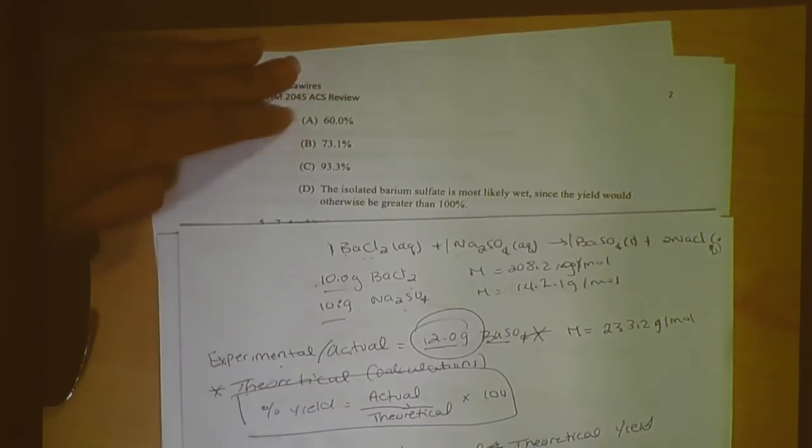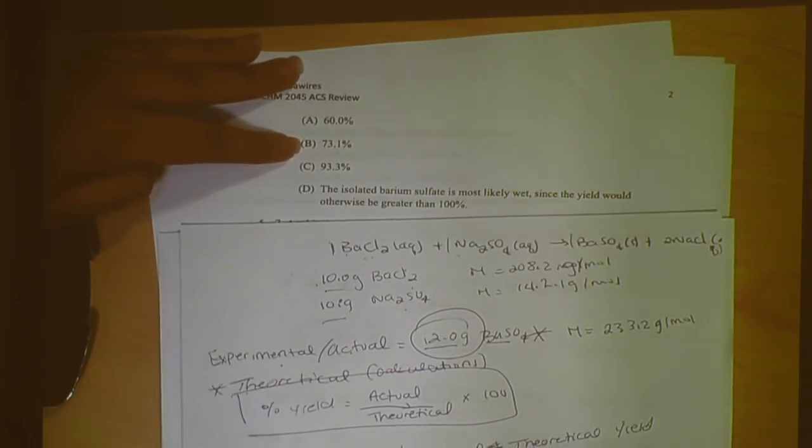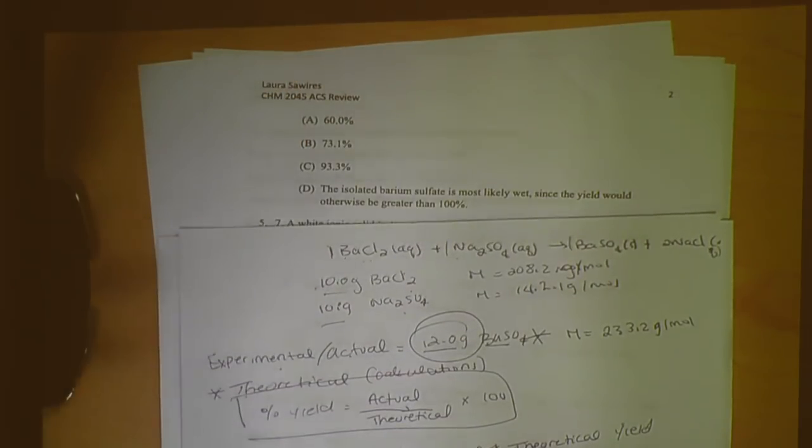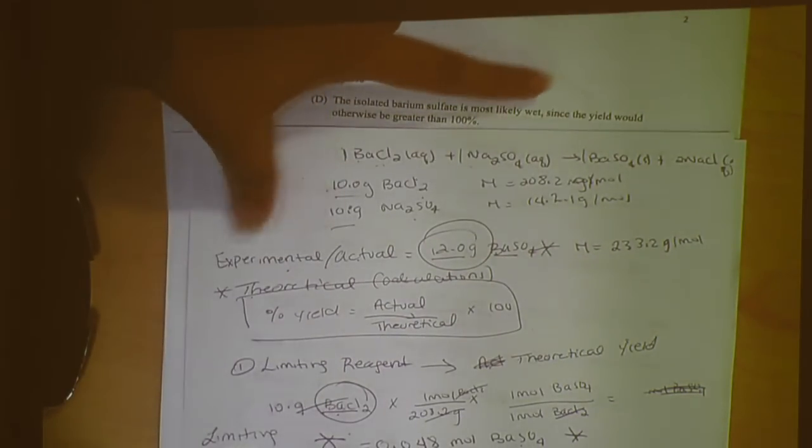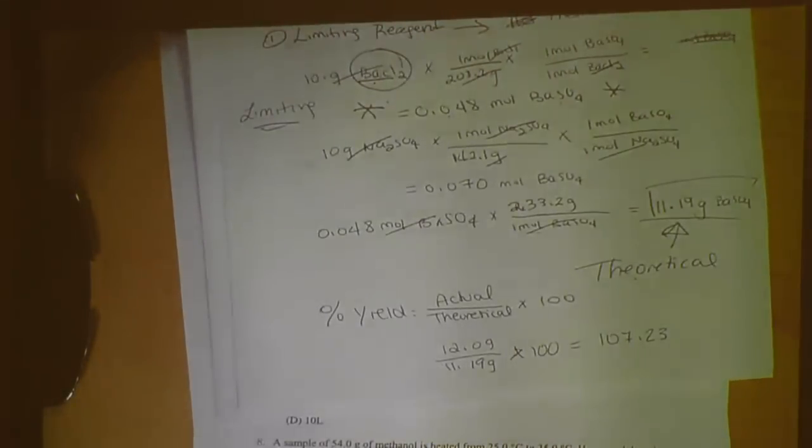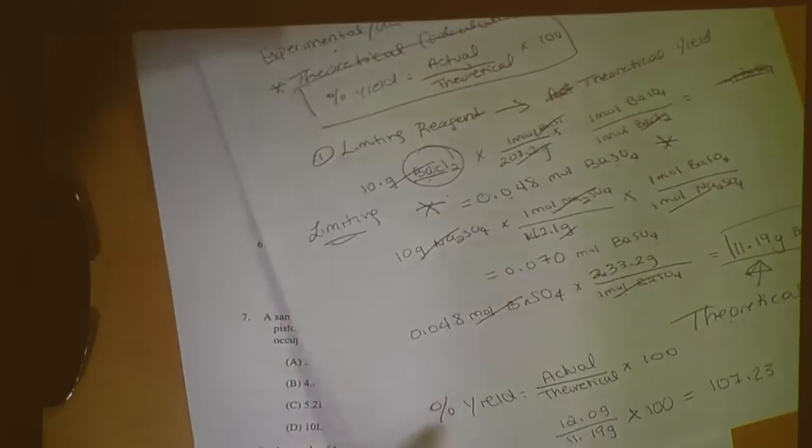So this kind of trips you up, like, oh, I got a number bigger than 100, so I probably did something wrong. But then you read answer D, which says the isolated barium sulfate is most likely wet since the yield would otherwise be greater than 100%, which is our answer. So even though all the other answer choices were less than 100, which probably will trick you, it's not. It's greater. The answer is D, which says that it's greater than 100. Okay? So D would be your answer.